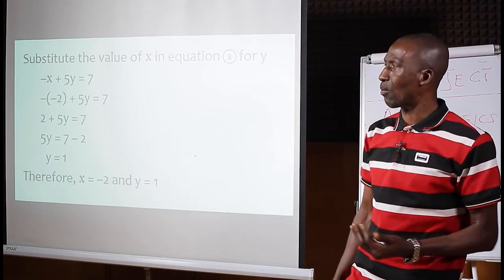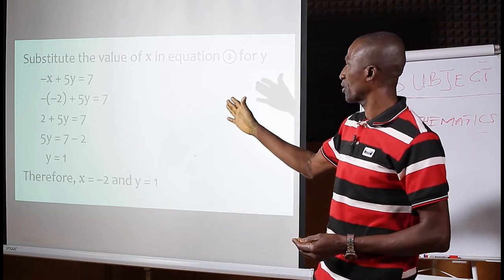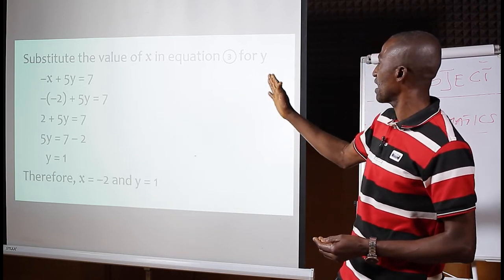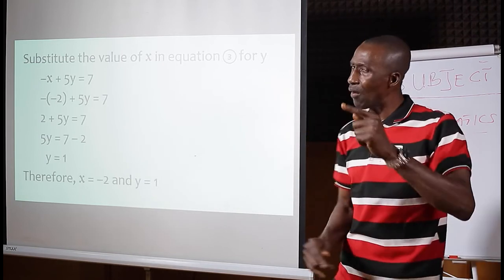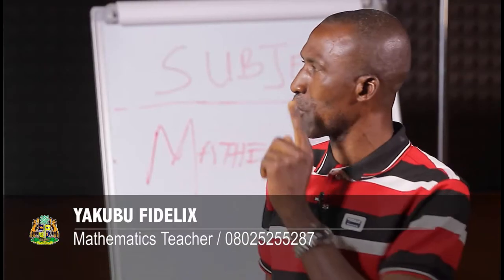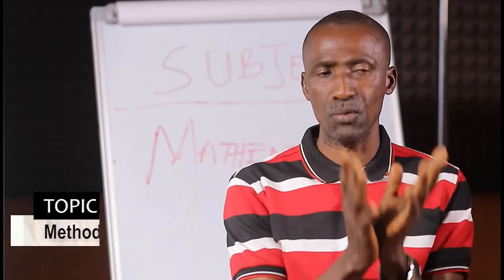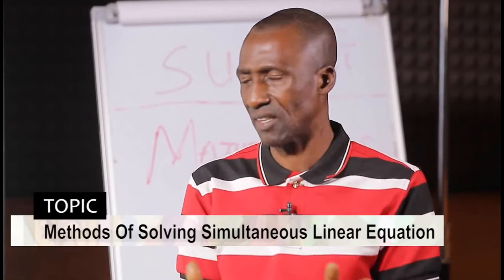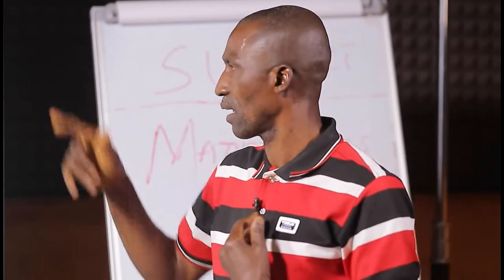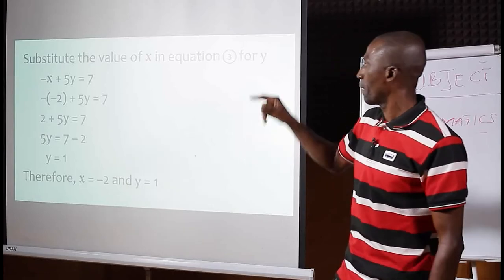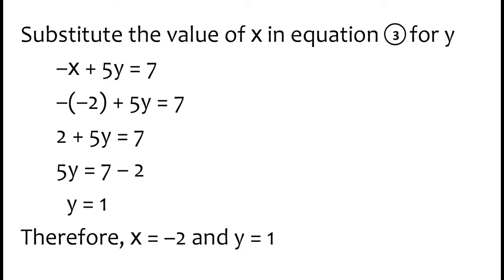To find the value of y, we are to substitute the value of x in equation 3. However, my student, to find the value of y, you can substitute in any of the 4 equations and you still arrive at the same answer. But I pick equation 3. And equation 3 is minus x plus 5y equals 7.